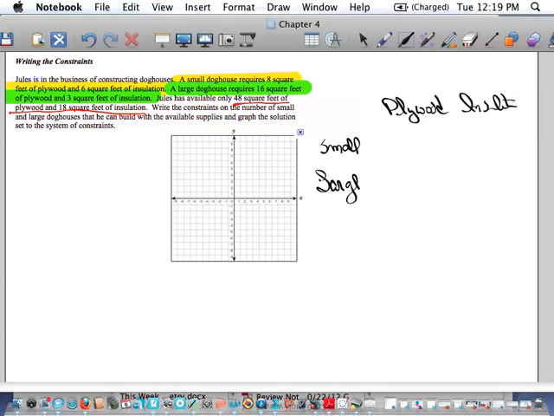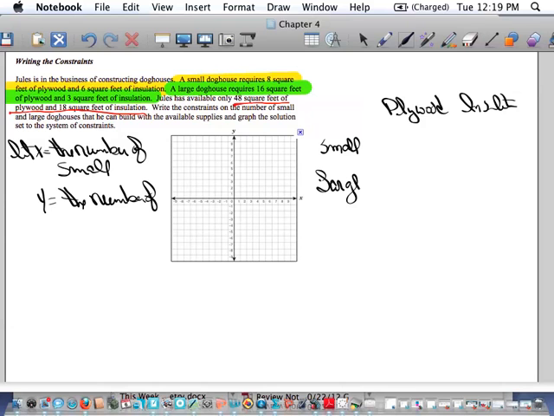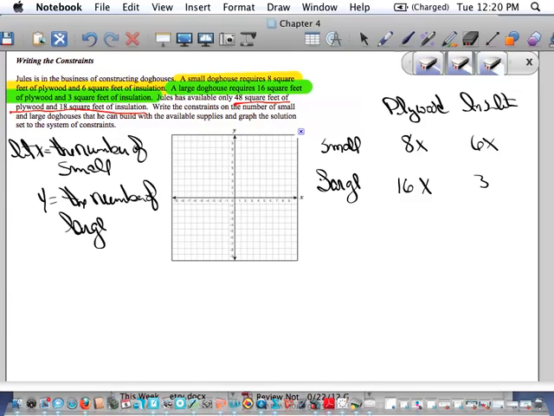Okay, we have to define our variables. So let's look at calling small dog houses X. So we're going to let X equal the number of small dog houses and Y equal the number of large dog houses. So when we look at this, for plywood, I need 8 square feet of plywood. So for every small dog house, I will need 8 square feet of plywood, and I will need 6 square feet of insulation. For large dog houses, I will need 16 feet of plywood and 3 feet of insulation.